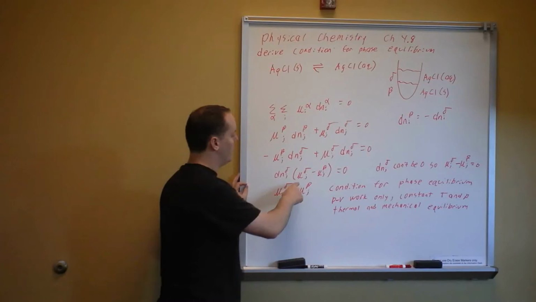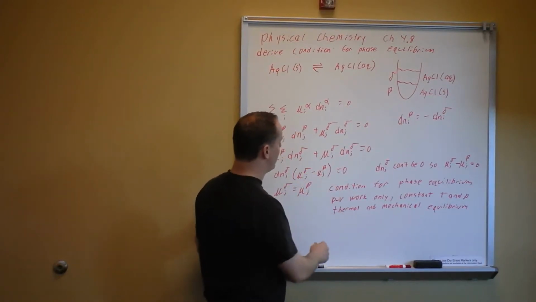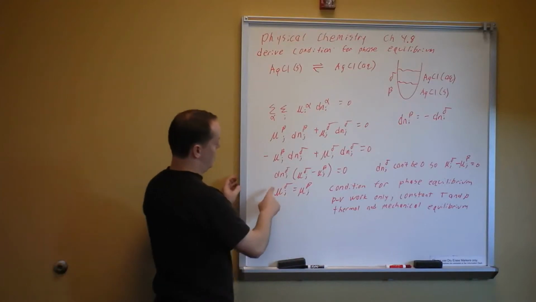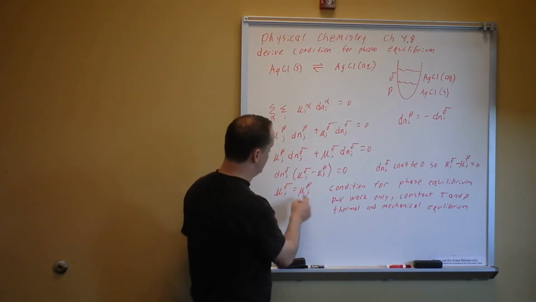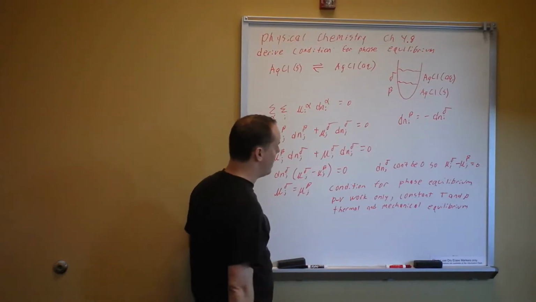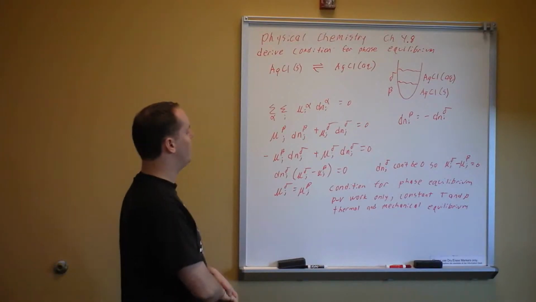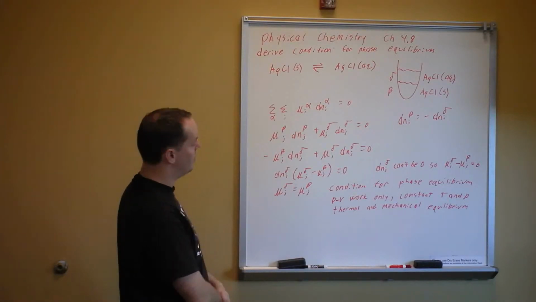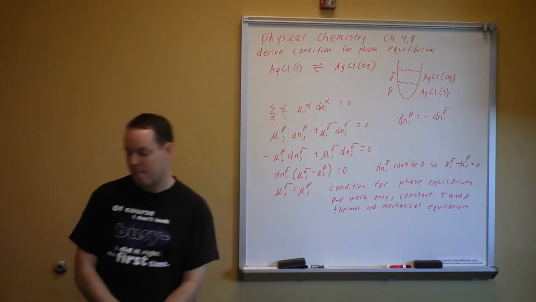So what we can say then is that mu_j in phase delta minus mu_j in phase beta must be equal to 0. So you just solve and you get the chemical potential of substance j in phase delta is equal to the chemical potential of substance j in phase beta. That is our condition for phase equilibrium. That, of course, is assuming we have PV work only, that we're at constant temperature and pressure, and, of course, our system is in thermal and mechanical equilibrium.